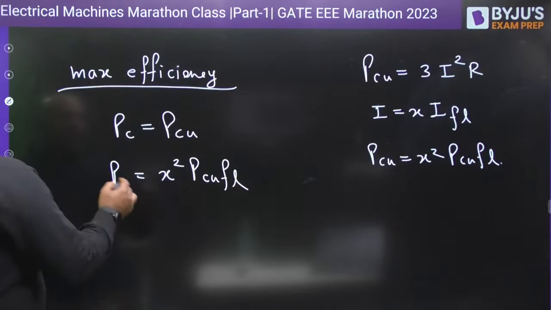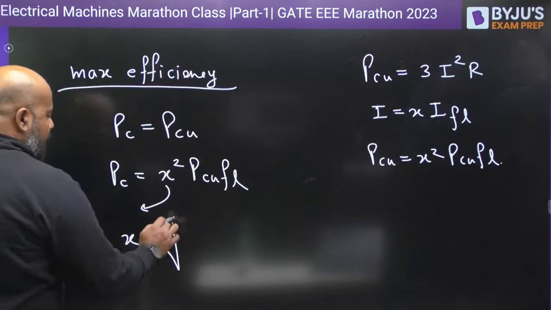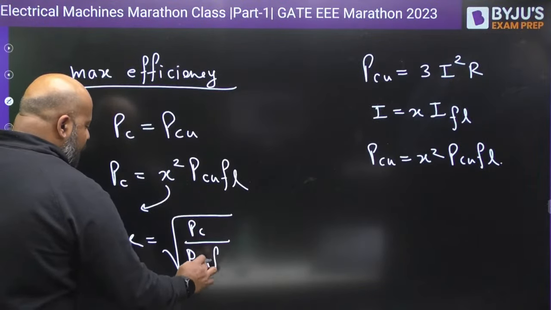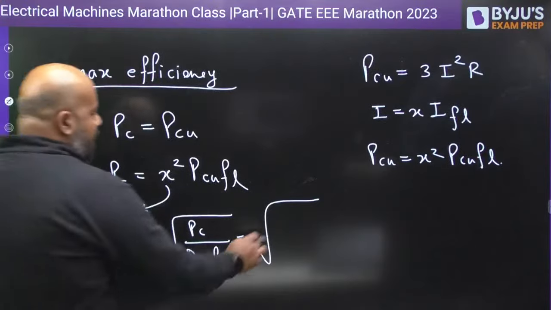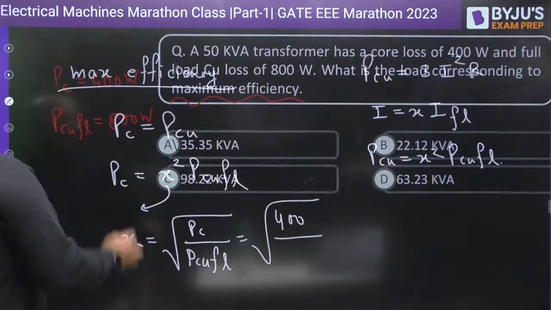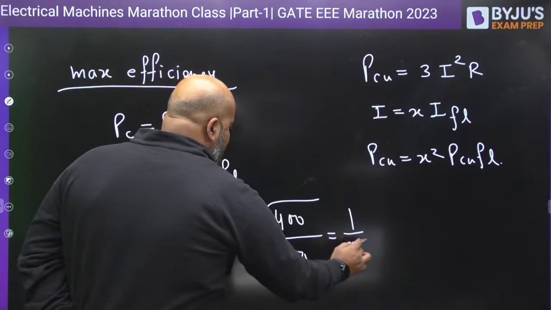Now, for maximum efficiency, the loading X is going to be given as simply PC upon PCUFL. What is this PC, core loss? 400. What is this PCUFL? 800, given. So this is 1 upon under root 2.